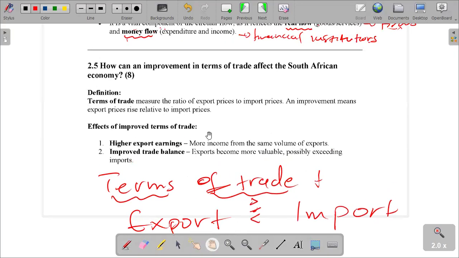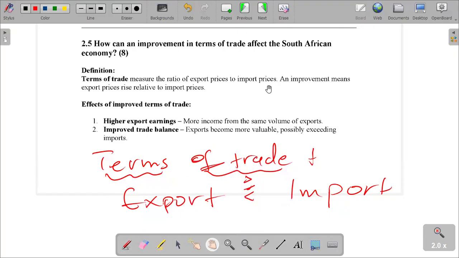The terms of trade measure the ratio of export prices to import prices. We measure these to see: is it larger than, equal to, or smaller than? An improvement means export prices rise relative to import prices. So this right here will be our improvement, if exports are larger than our imports. Is export larger, equal to, or smaller than import?